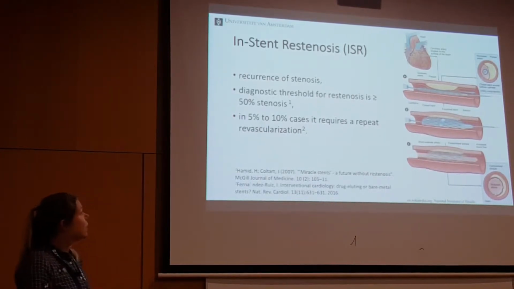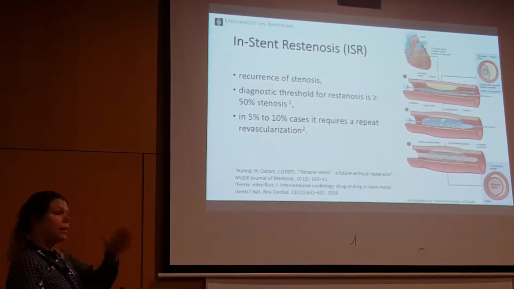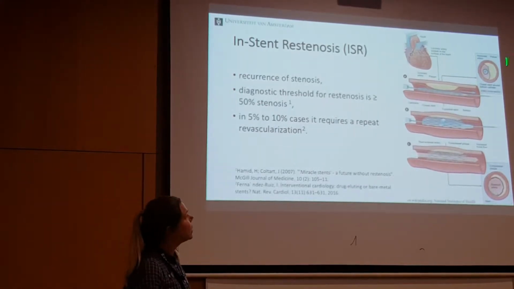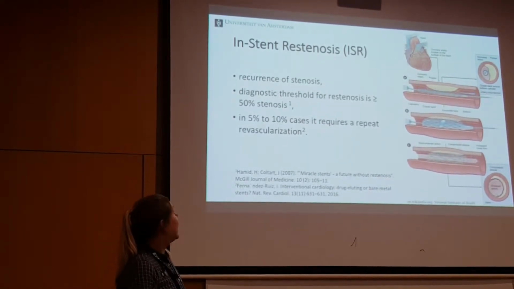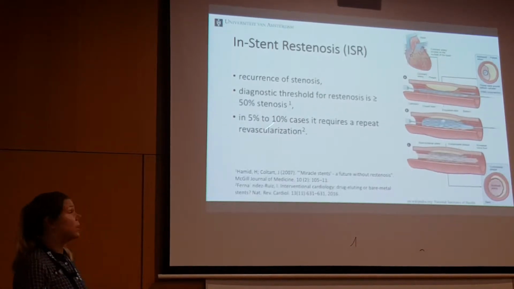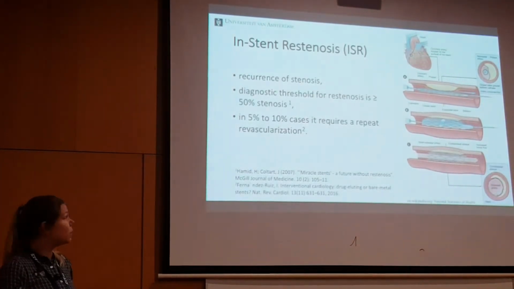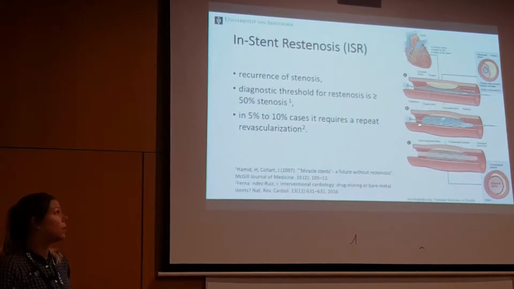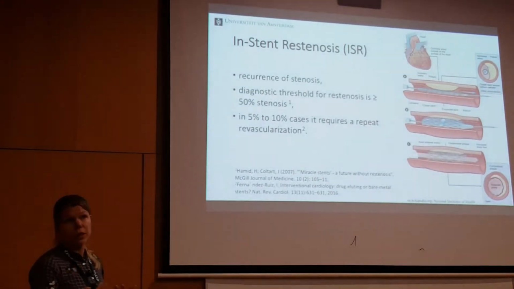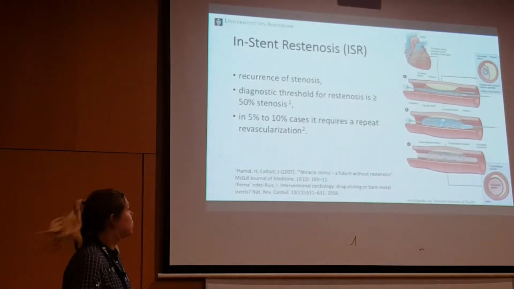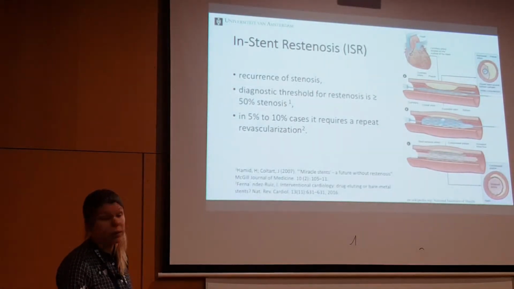And restenosis happens when the diameter of the vessel becomes less than half of the original diameter of the healthy artery. And actually, this happens in up to 10% of patients who were treated by installing a stent. And we want to use computational simulation to reduce the number of cases of repeated stenosis.